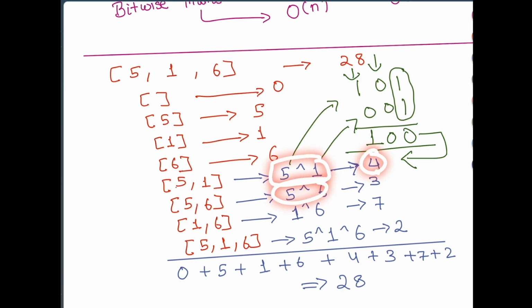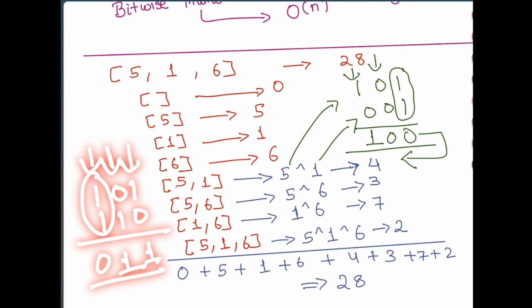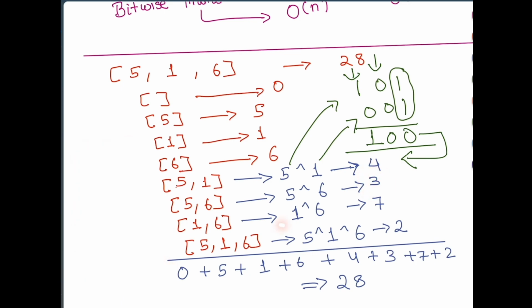5 XOR 6 is going to be 3. Again, let me show you. 5 is 1, 0, 1. 6 is 1, 1, 0. Alright. This bit will be set to 1 because we have a total number of ones as 1, which is odd. This bit will be set to 1 again because we have 1 one. This will be set to 0 because we have two ones, which is even, right? So 0, 1, 1 is equal to 3. Similarly, 1 and 6 will be 7.